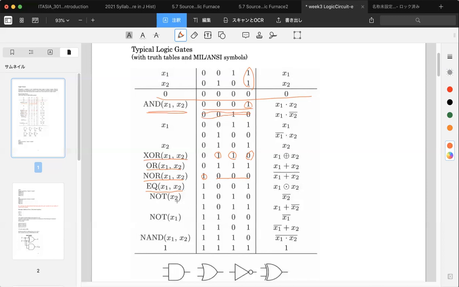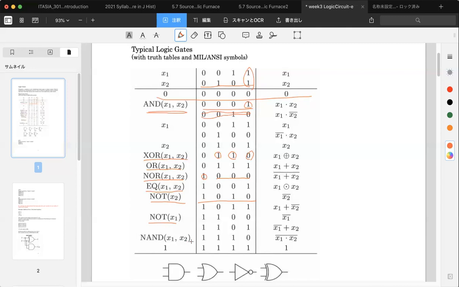And here now, this not means negation. So obviously it is true when X2 is false. So you can see that it's the opposite to X2's truth value here. Here it's the opposite, and same for X1.